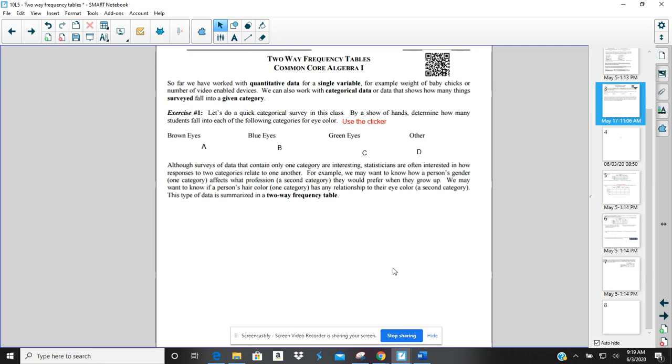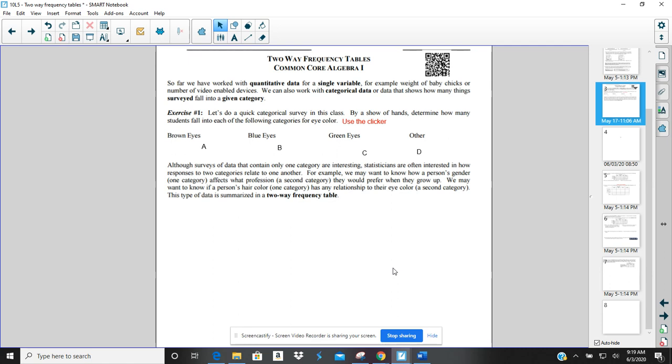Survey data contains one category that is interesting, and that's probably what you did in middle school or even grade school, made bar charts. How many people in the class have a dog? How many people in the class have a cat? Or you might say, how many of you have one car? How many of you have two cars? How many of you have three or more cars? And you tally it up, right?